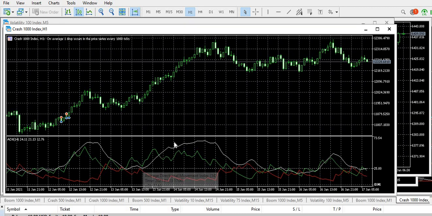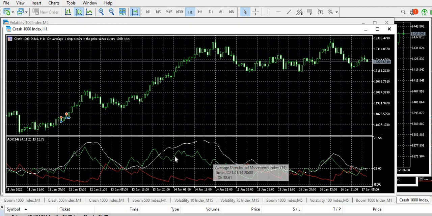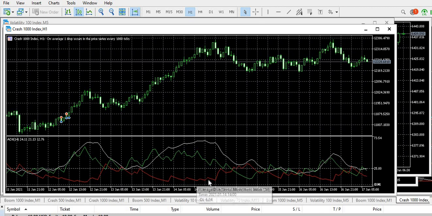Okay, as our momentum is picking, you could have placed your trade around this point or even around this point. That was a second entry. So as long as the green is on top, only look for buy opportunities. When the red is on top, only look for sell opportunities. Okay, and the white line should be above the level 25 to tell you that there will be movement in the market.